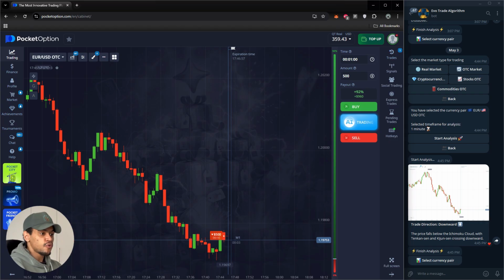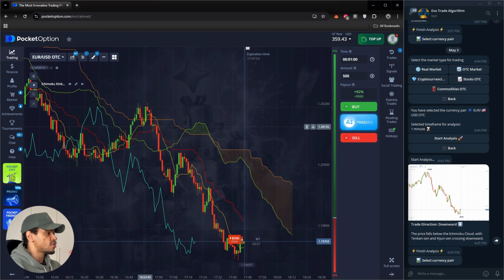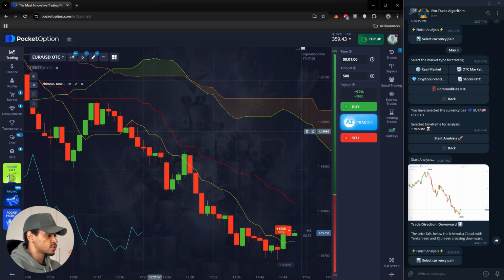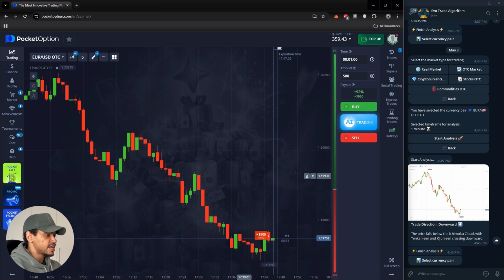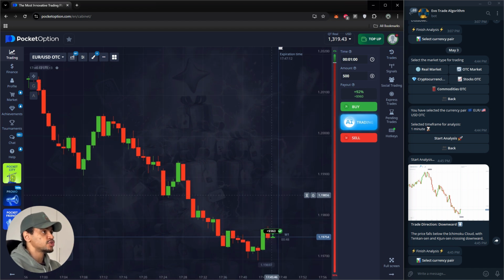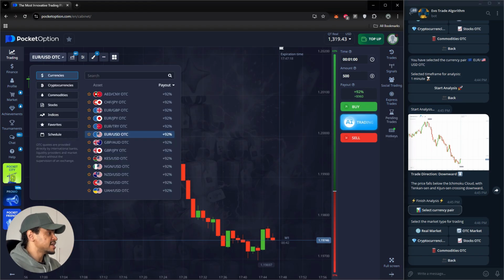The price falls below the Ichimoku cloud with Tenkan-sen and Kijun-sen crossing downward, and you can add it to your chart and see it right there. We are below the cloud. We have the cross to the downwards direction, and this is how this robot is able to bring you profit. There you go. We are already at 1.3k and we just started our trading session. So all we need to do is just make a couple of those trades.